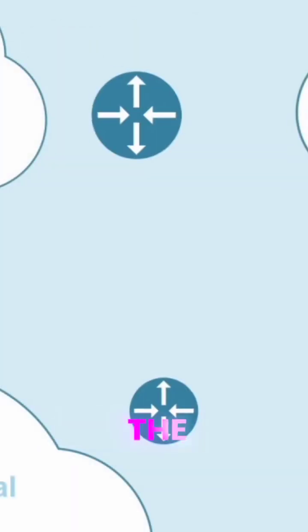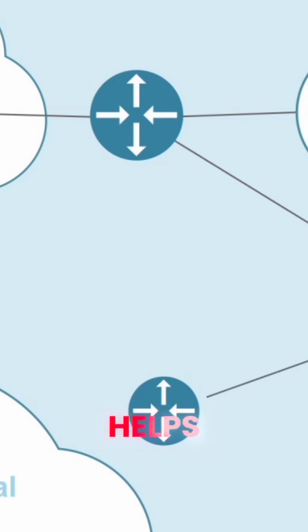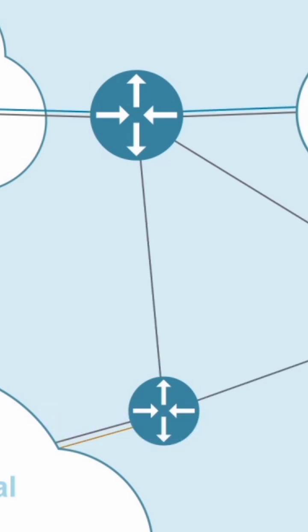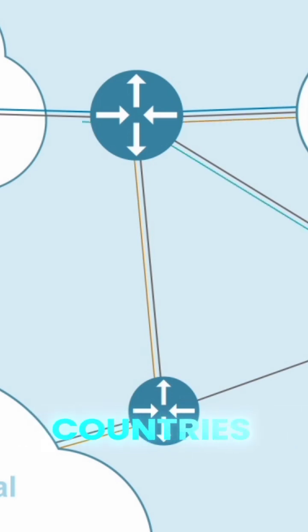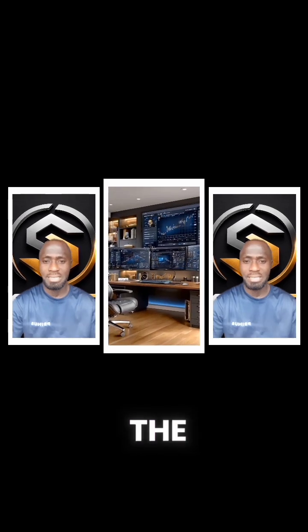Let's take, for instance, OSPF. OSPF helps find routes inside one country. BGP finds routes between countries, between two different countries. That's why BGP is often called the protocol that runs the internet.